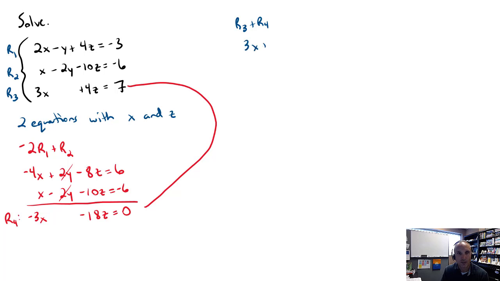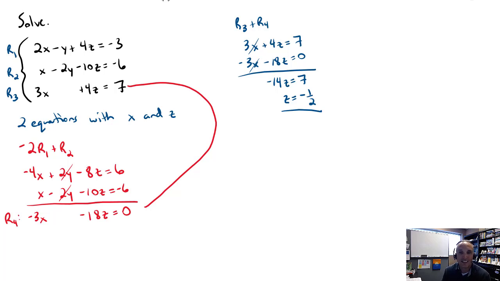So we get 3x plus 4z equals 7. And I'm going to add to that negative 3x minus 18z equals 0. And when we add those, we can see that the x's cancel, and we have negative 14z equals 7. Well, now I've got one variable. I can solve for z by dividing by negative 14, and 7 over negative 14 reduces to negative 1/2. Now I have my z value.